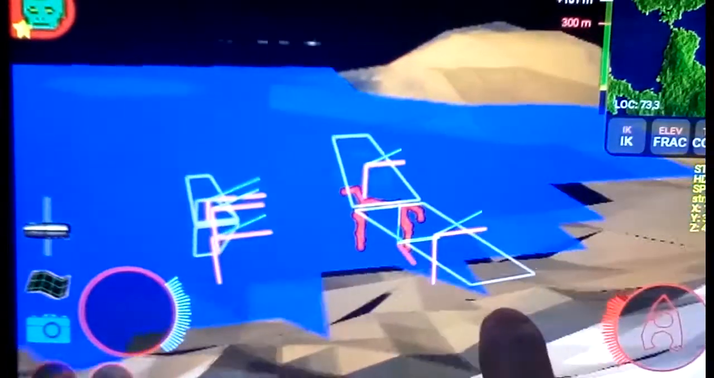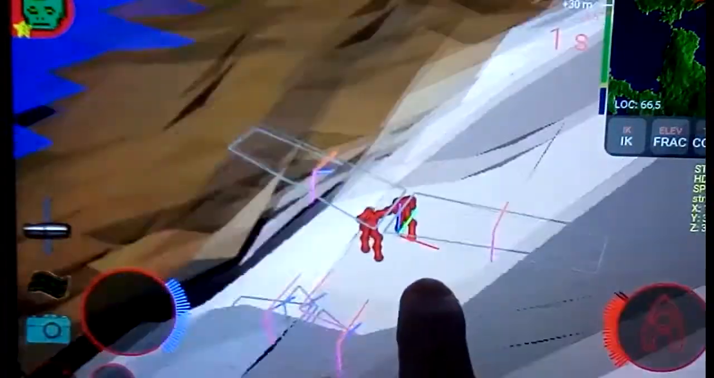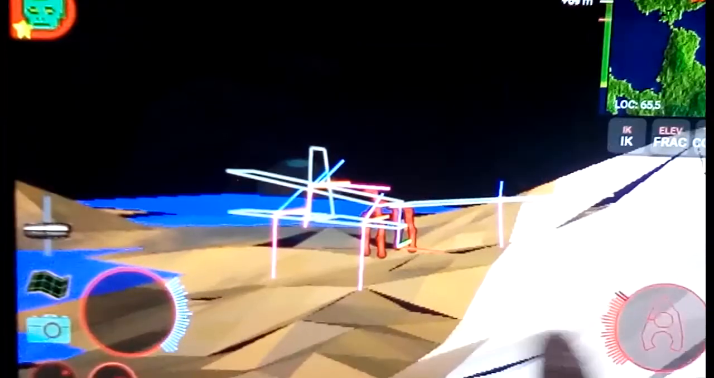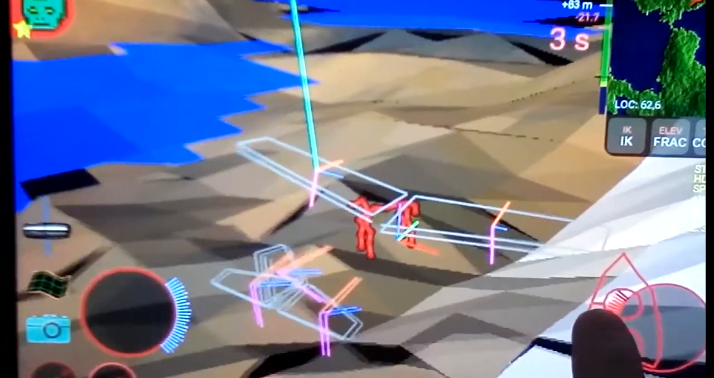But we have some new vectors. This sort of orange vector is a front vector in the plane of that surface. So for example, if you look at the rudder here and I apply some yaw, you should see the orange line move.